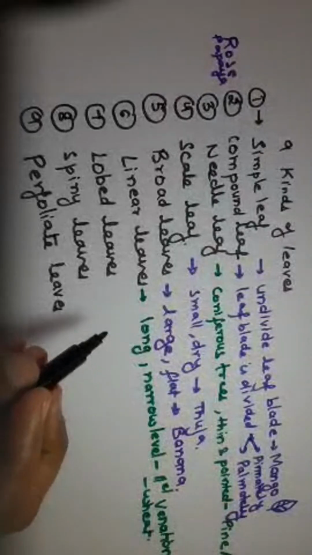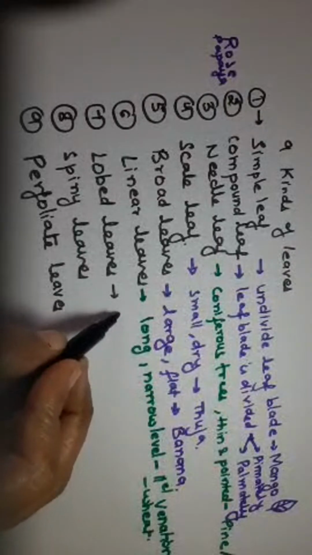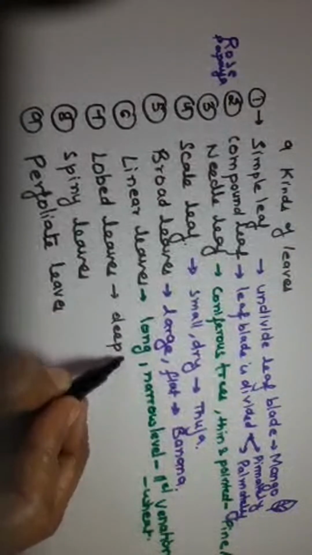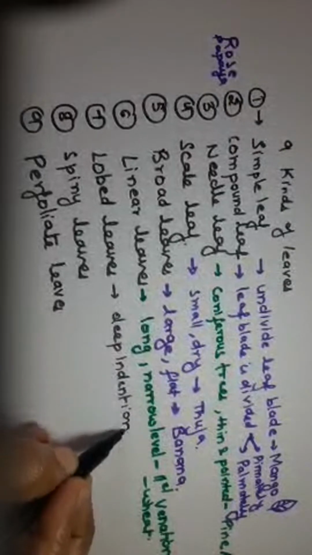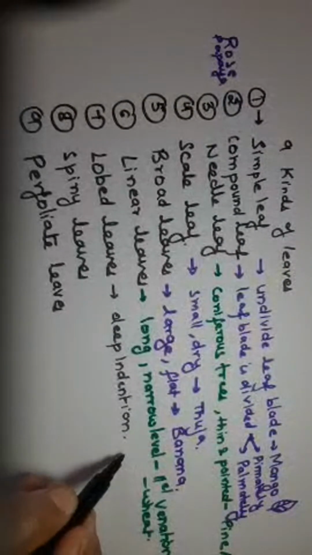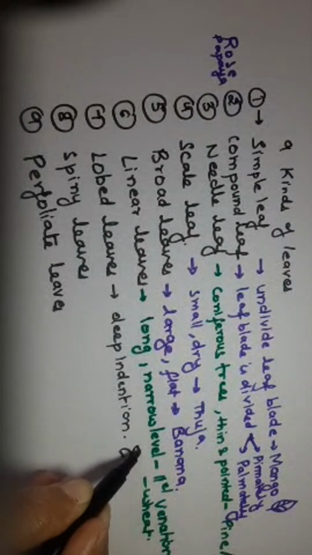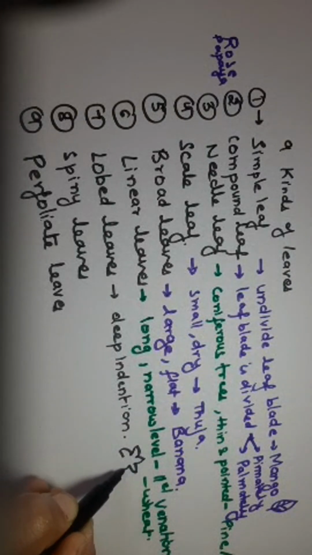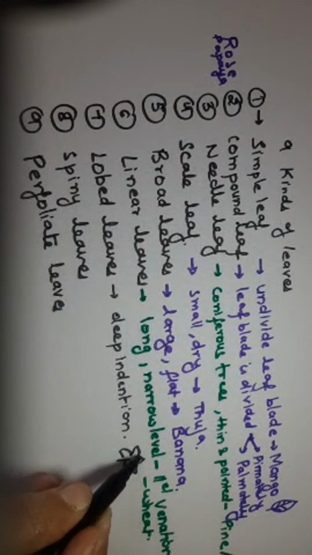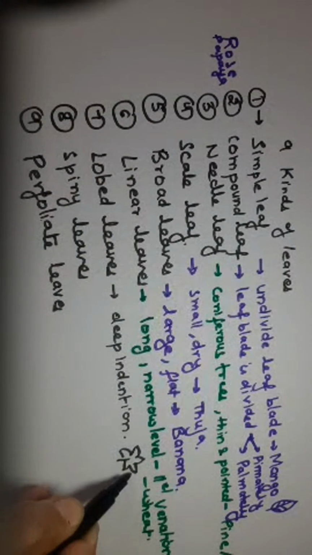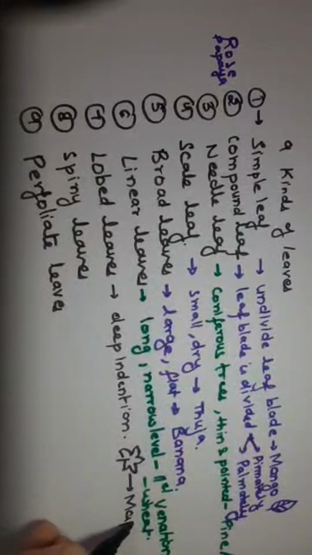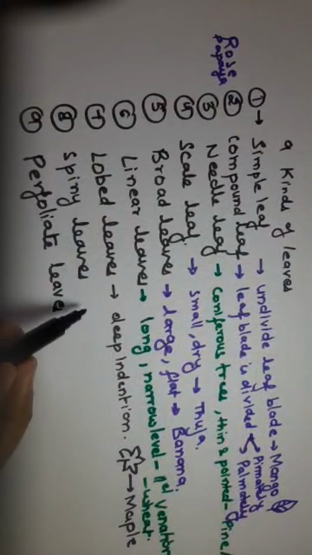The seventh kind of leaf we have is the leaf with deep indentation, or the lobes. If the leaf has deep indentation, it is moved inside, or it is deeply lobed. Like you have seen the maple leaf, it has lobes like this. They are deeply lobed, they form a lobe. So those are the lobed leaves, and this is found in the case of maple.